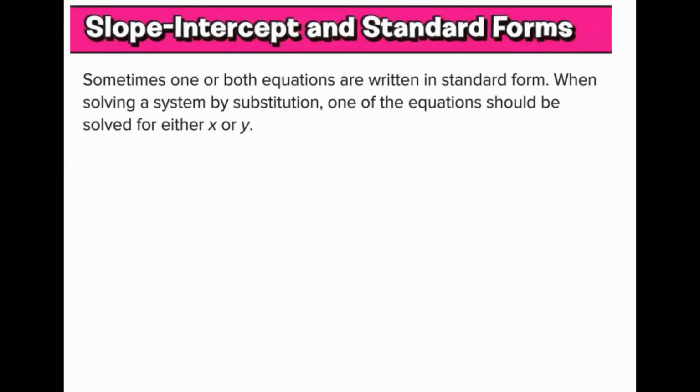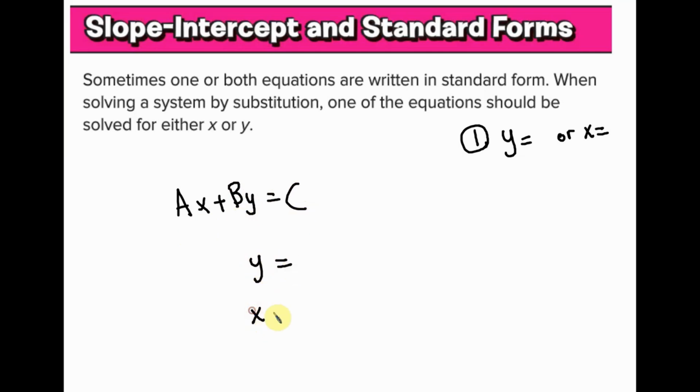Sometimes one or both equations are written in standard form. When solving a system by substitution, one of the equations should be solved for either x or y. Remember that my first step was always that you have to have y is equal to or x is equal to. When you are given standard form, ax plus by is equal to c, this form does not look like y equals or x equals.